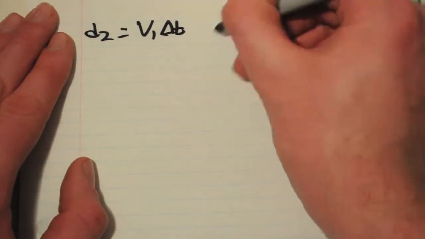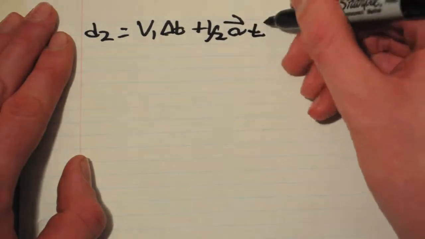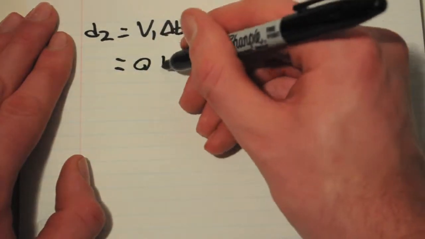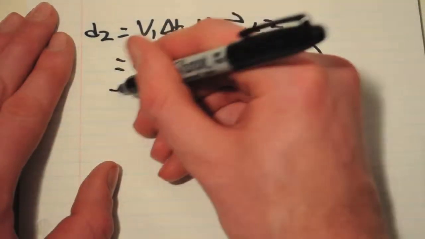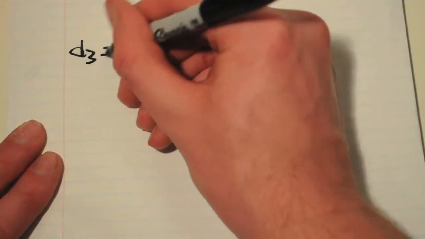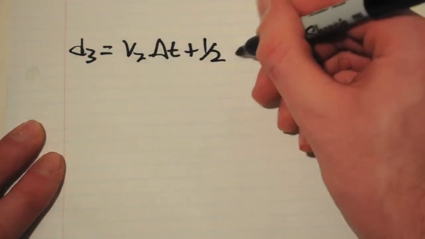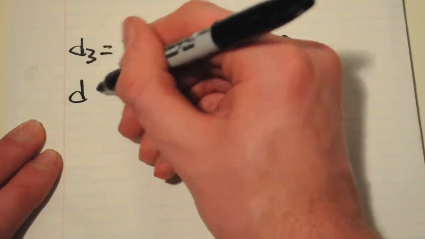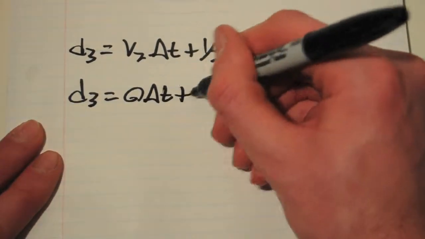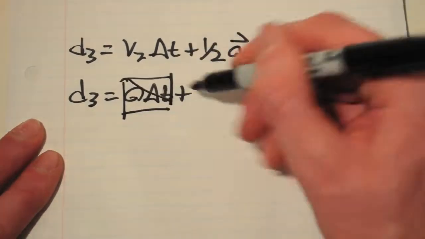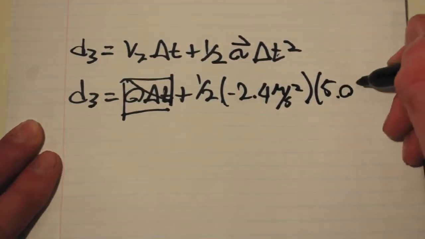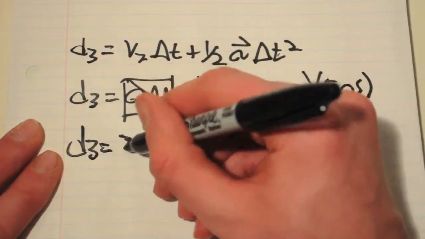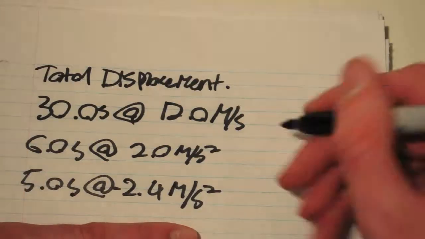Next, our second displacement, v1 delta t plus 1/2 acceleration times time squared. 0 for the first term, half of 2 meters per second squared for 6 seconds squared. That comes up to 36 meters. Okay, so d3 is v2 delta time plus 1/2 a delta time squared. The first term gets removed, and 1/2 acceleration, which is negative 2.4 meters per second squared, for 5 seconds. That adds all up to 30 meters.